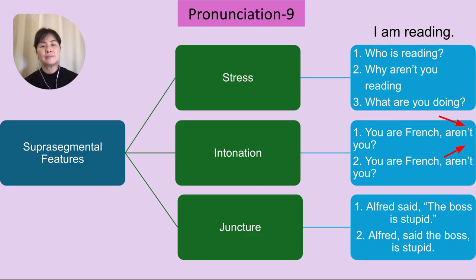For juncture, the first example: Alfred said the boss is stupid, right? You pause after said. So in this case, the boss is stupid, right? But: Alfred, said the boss, is stupid. In the second case, Alfred is the person who is stupid. Okay.